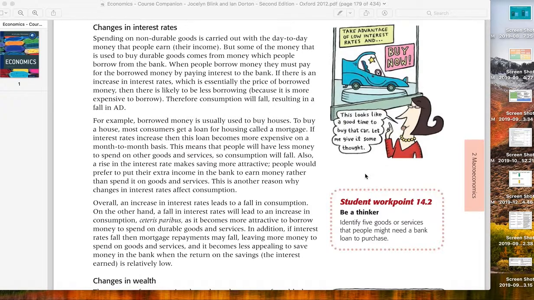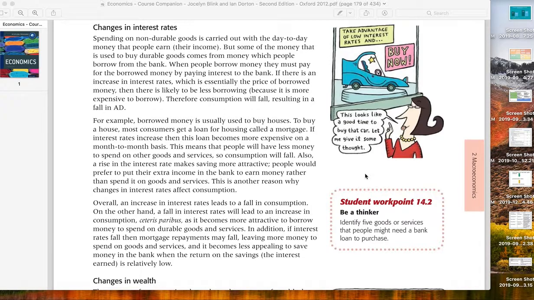If the interest rates increase, then the loan becomes way more expensive on a month-to-month basis, so people are going to have way less money to then spend on other goods and services. So you can see how it's a knock-on effect when interest rates go up. It then also leads to consumption falling. A rise in interest rates makes savings a lot more attractive too, because interest doesn't just mean the cost of borrowing, but actually the cost of leaving savings in an account. So you're rewarded more for leaving your money in the bank, and you're penalized more for taking it out. So overall, people just stop borrowing money, stop consuming. So an overall increase in interest rates leads to a fall in consumption.